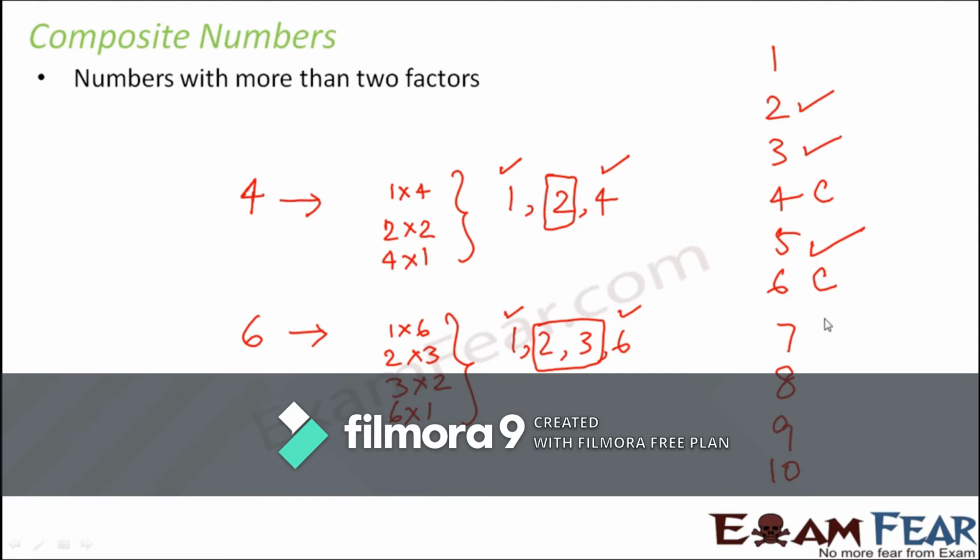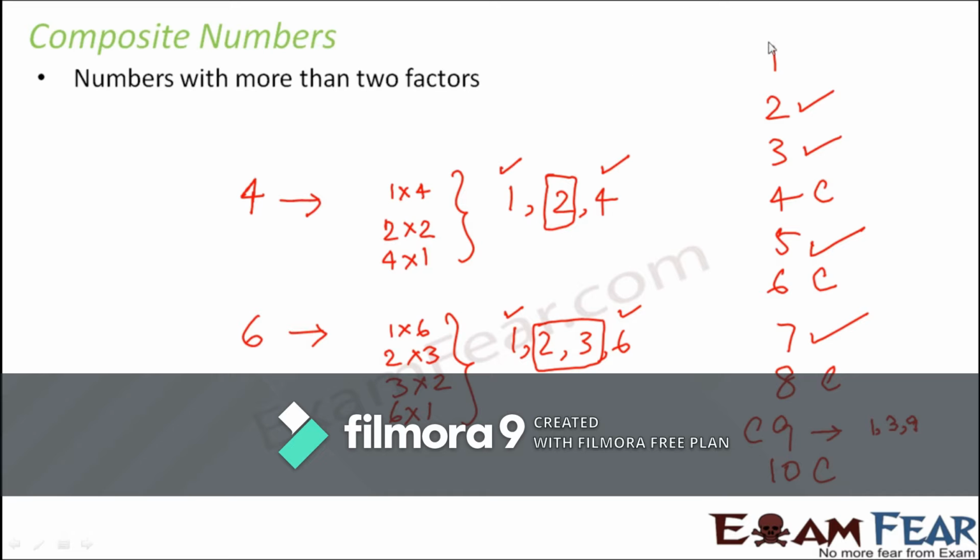6 is a composite number. 7 is a prime number. 8 is a composite number. What about 9? 9 is a composite number because 9 has multiple factors like 1, 3, 9. 10 is again a composite number because 10 has multiple factors like 1, 2, 5, 10 and so on. So in this way we can decide whether a particular number is prime or composite.